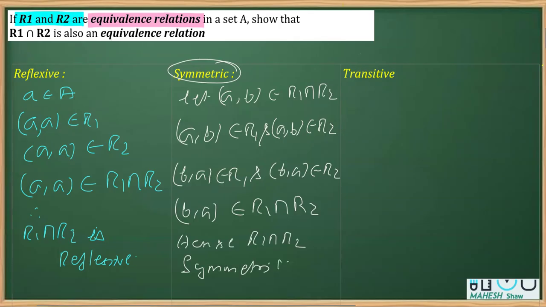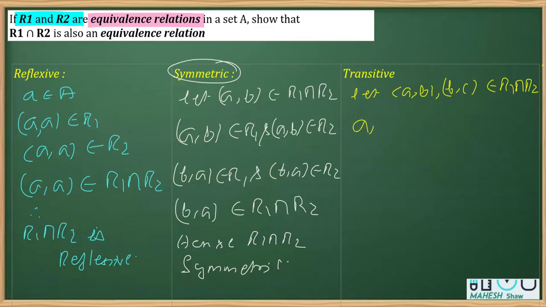Now coming to the next, that is transitivity. So now here we are going to take, let's say, (a, b). You have to start with a let statement. Let (a, b), (b, c) belong to R1 intersection R2, right?